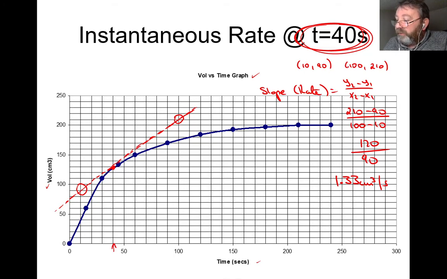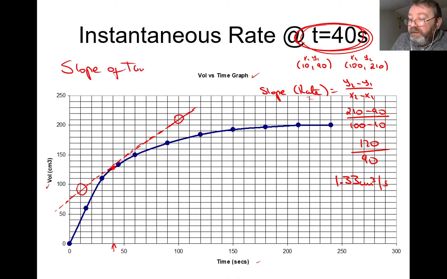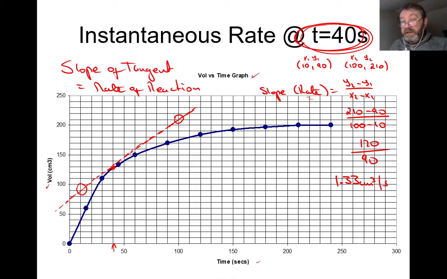When you've written the points down, don't forget the first point is x1, y1, and the second point is x2, y2. So when you've got your 2 points, then just apply the old slope formula: y2 minus y1 over x2 minus x1. And by working out the slope of the tangent, you are actually working out the rate of reaction. So the slope of the tangent is equal to the rate of reaction. And even better than that, it's equal to the instantaneous rate of reaction.